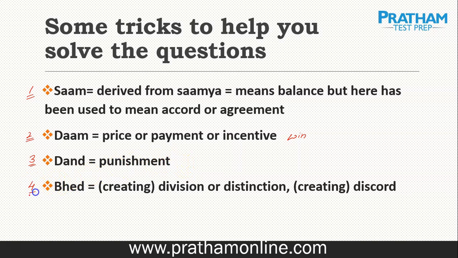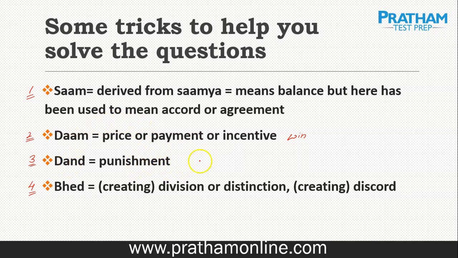The fourth element is what is known as BHED. BHED in English is known as division. So this is the last step that we do, which is all about division, distinction, discord, moving away, detracting, anything that we may call it. This fourth step would come down only if we cannot find the solution in 1, 2, and 3.